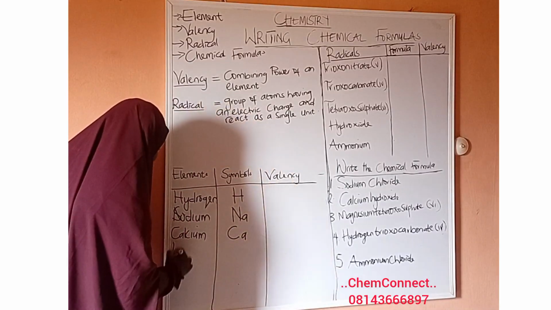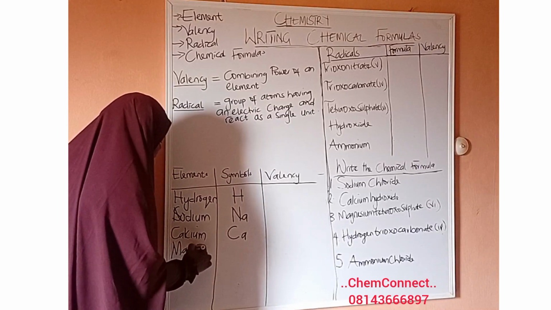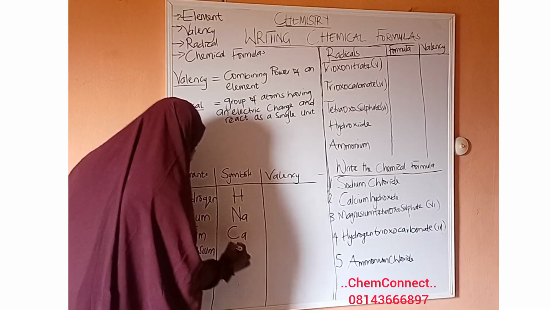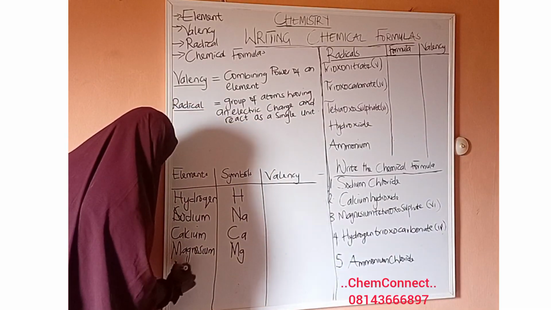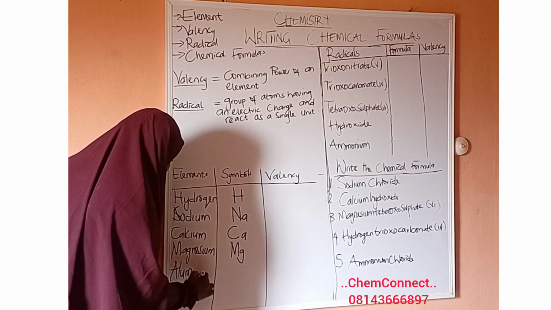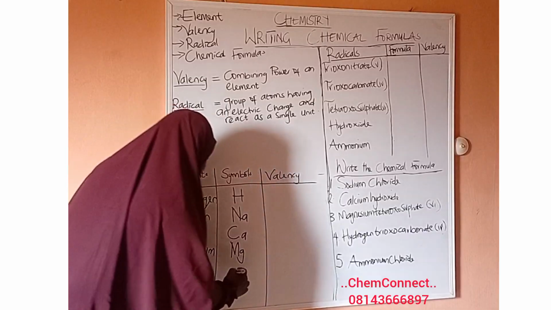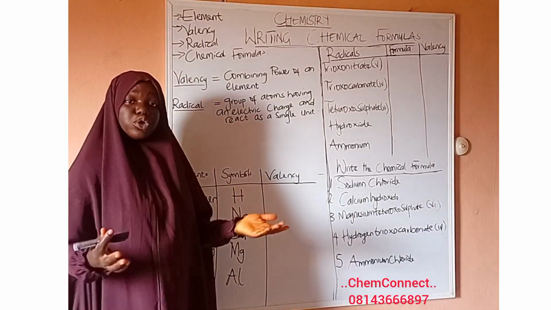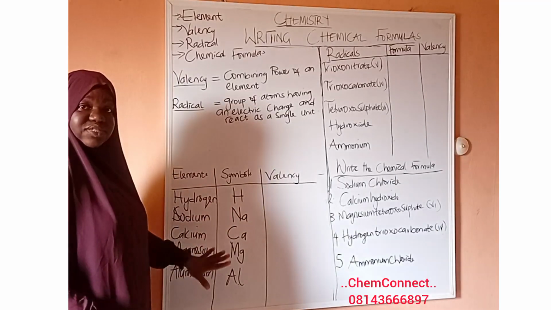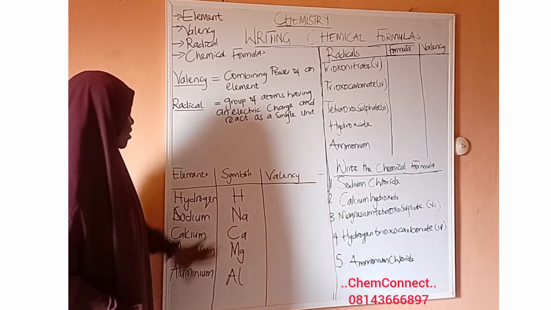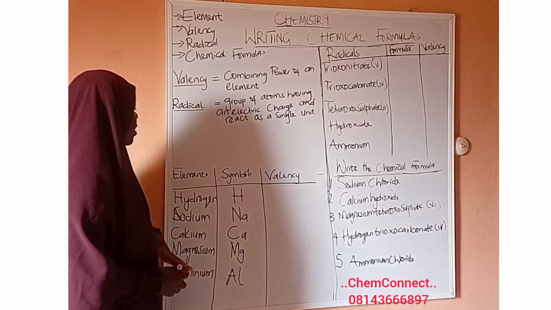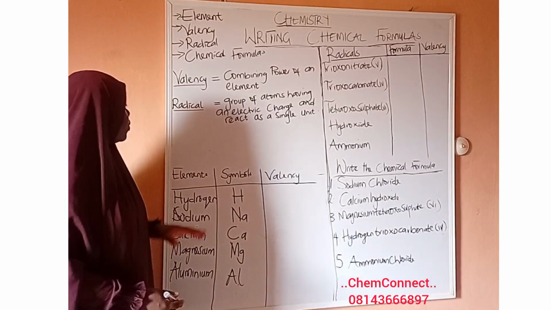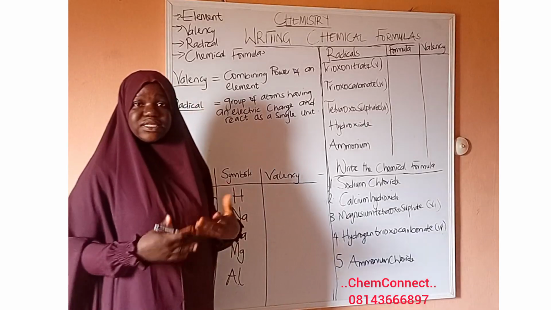We have magnesium, Mg. We have aluminium, Al. Alright? You know I said we have more than 100 known elements. So we are just limiting it for this class to these common known elements. After knowing the elements with a correct symbol, then we proceed to learn what valency is.